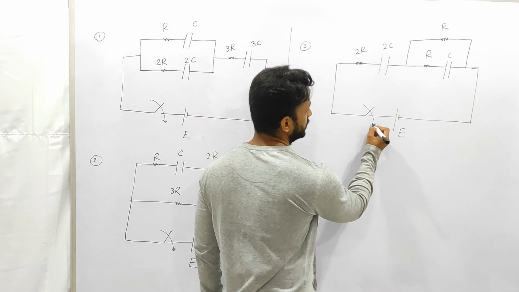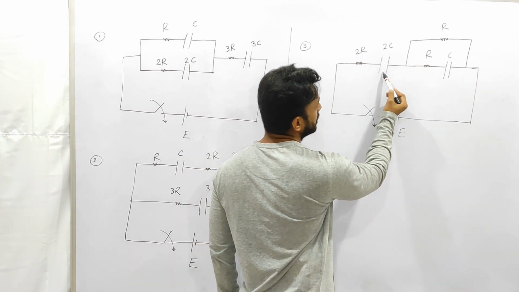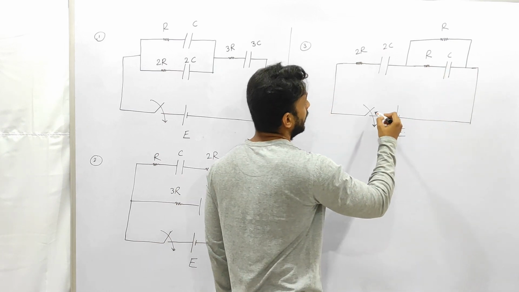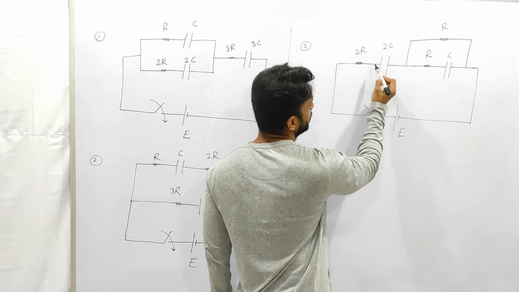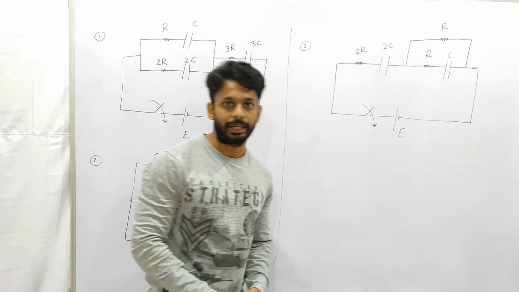Same way here, the switch is closed at t equal to 0. We need to find the charge on this capacitor as a function of time, this capacitor as a function of time, and the current passing through this branch, this branch, and this branch as a function of time.